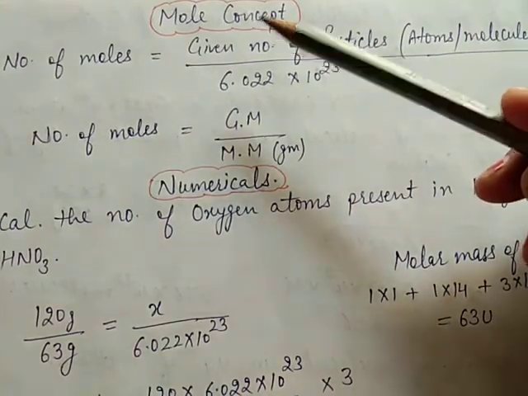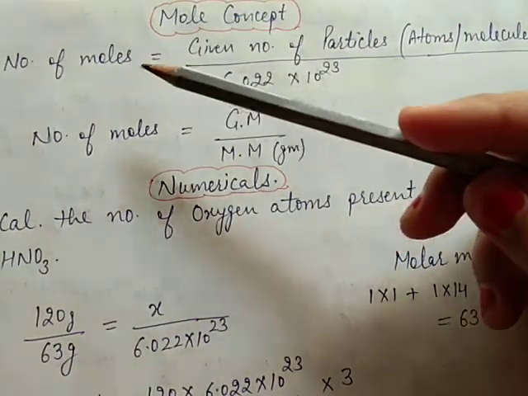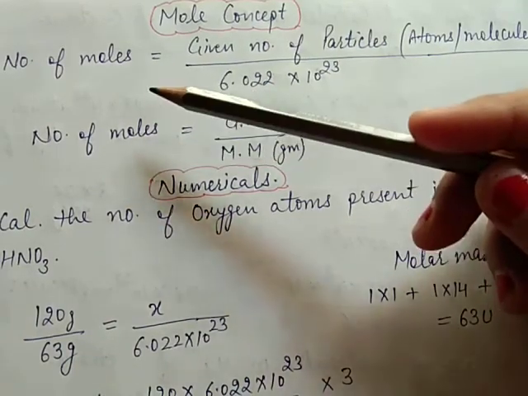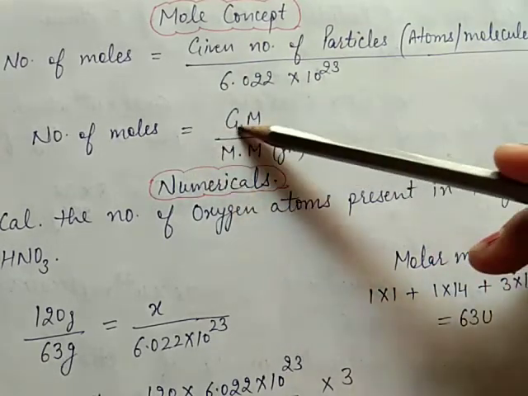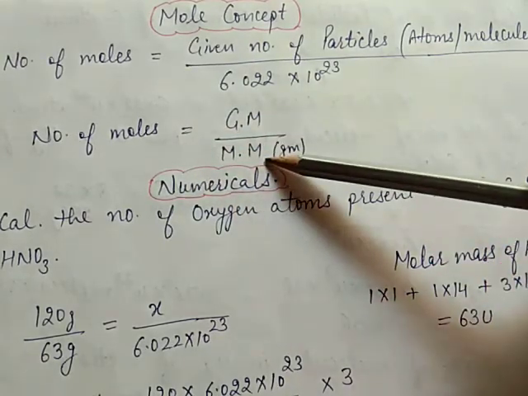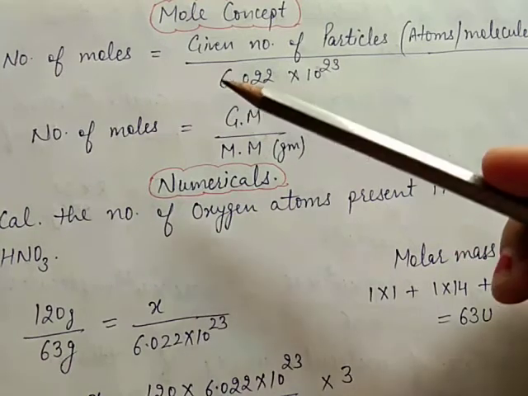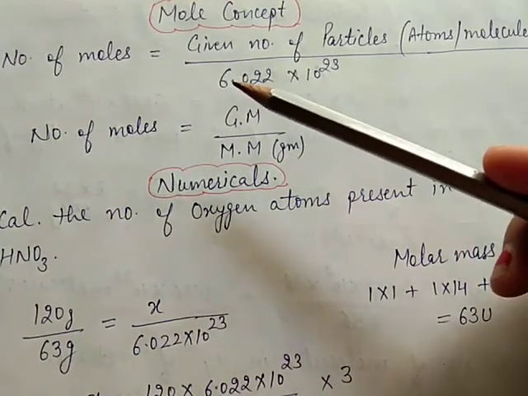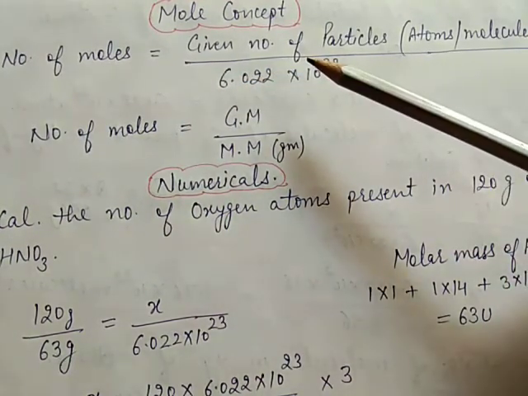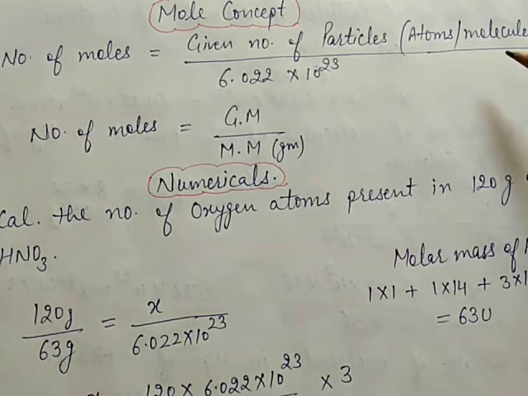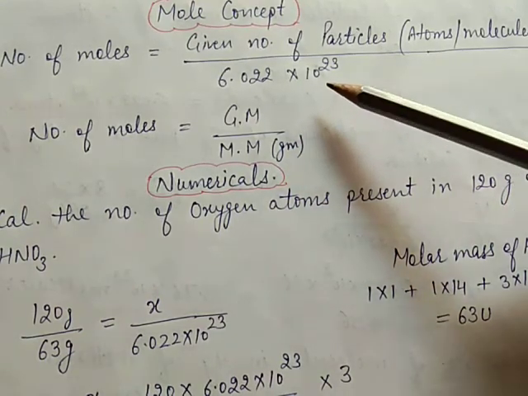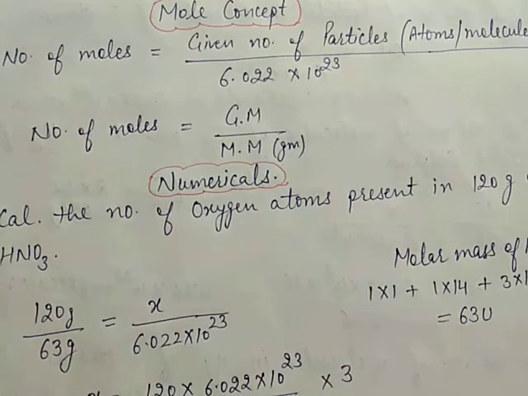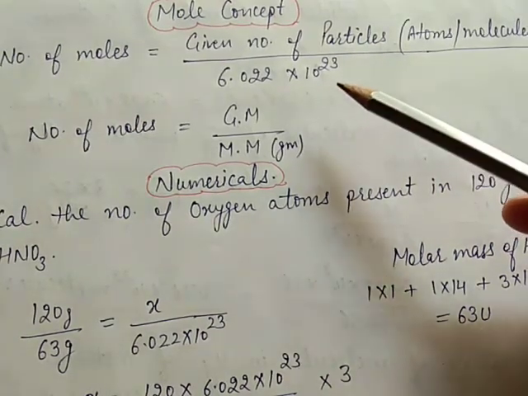Mole means heap. The number of moles we can calculate by two formulas. First, number of moles is equal to given mass divided by molar mass. And second, number of moles is equal to given number of particles, like atoms, molecules, ions, etc., divided by Avogadro number, that is equal to 6.022 into 10 raised to power 23.